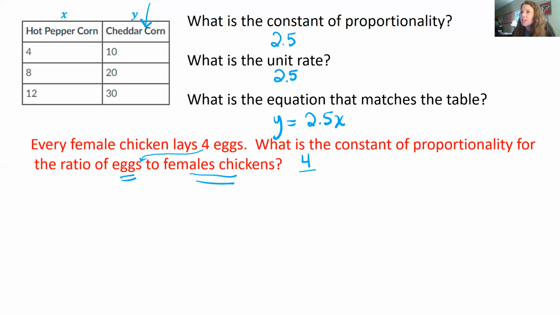Then, how many female chickens? Well, it says for every 1 female chicken. So the constant of proportionality is just 4. So for every 1 chicken, you get 4 eggs.